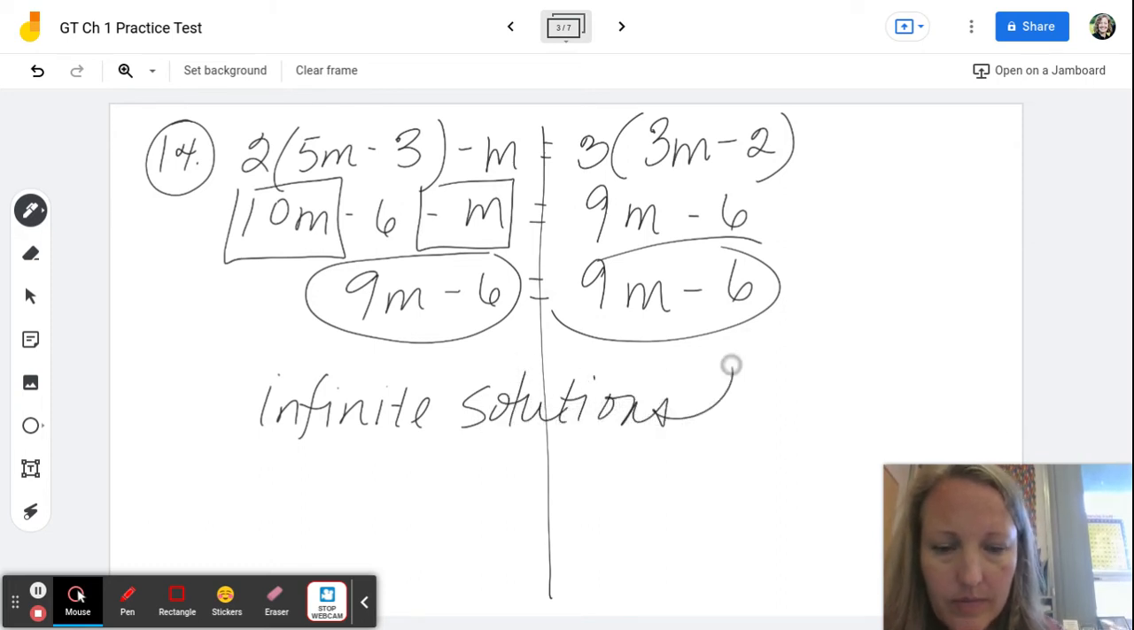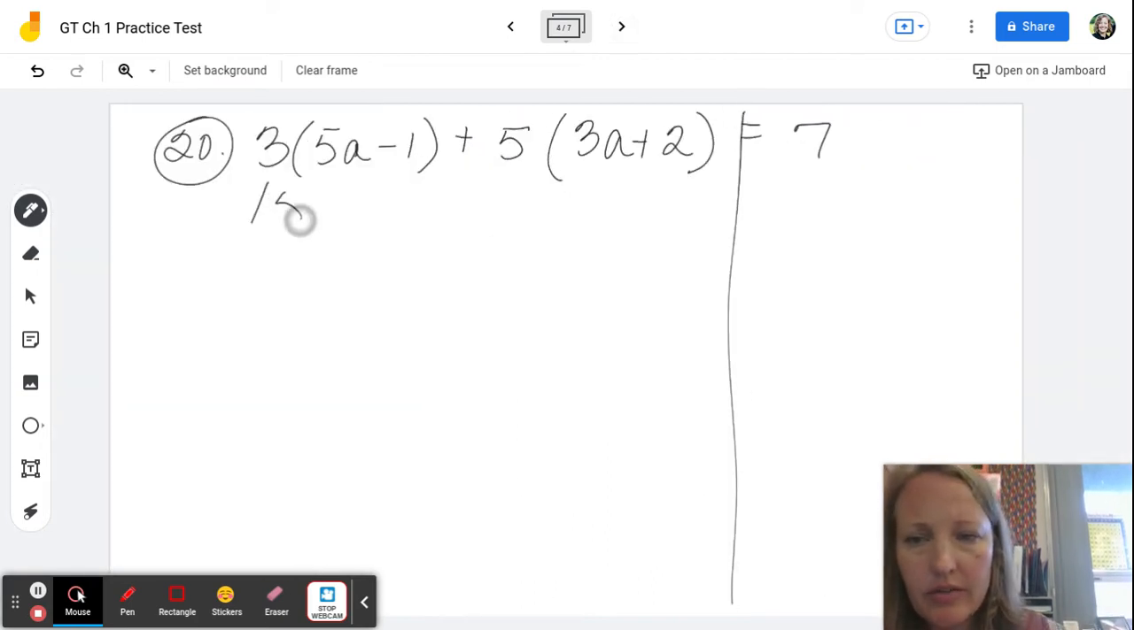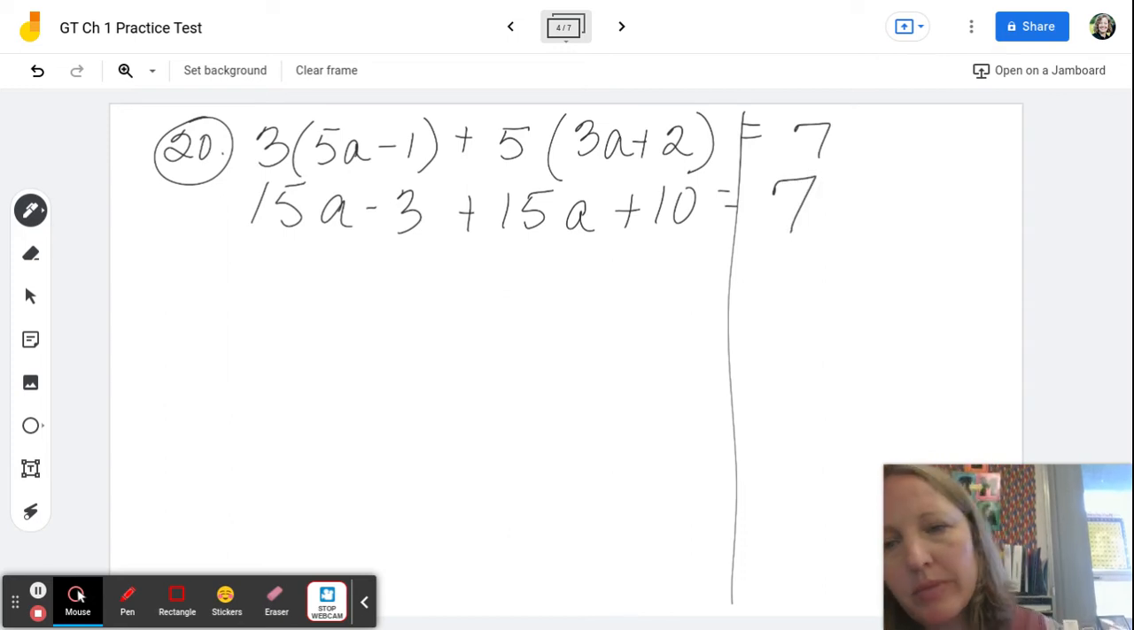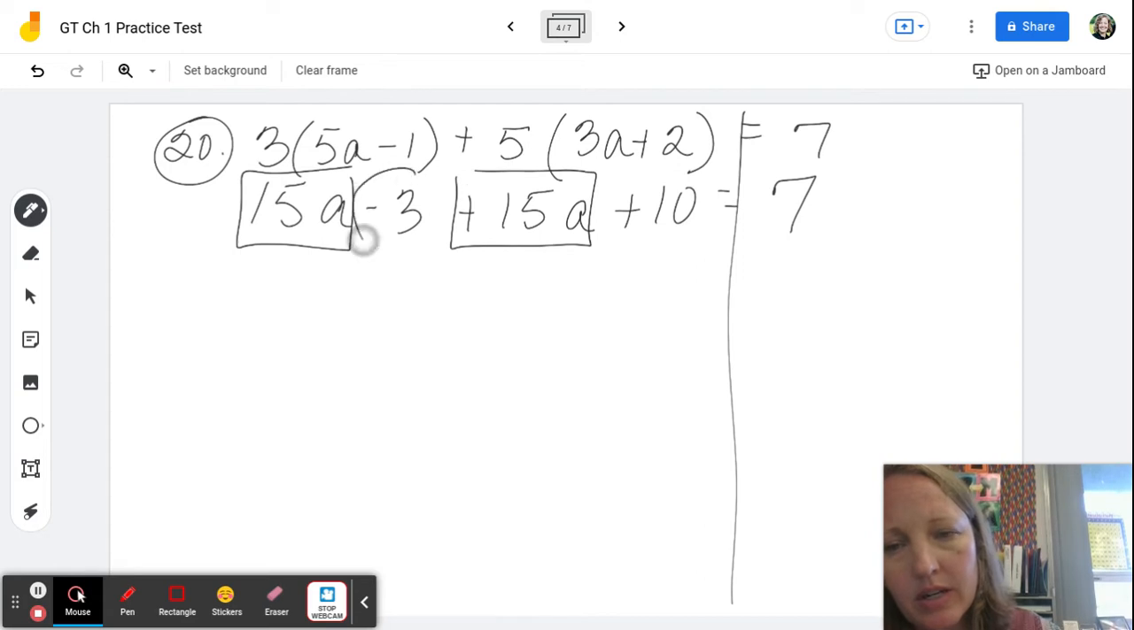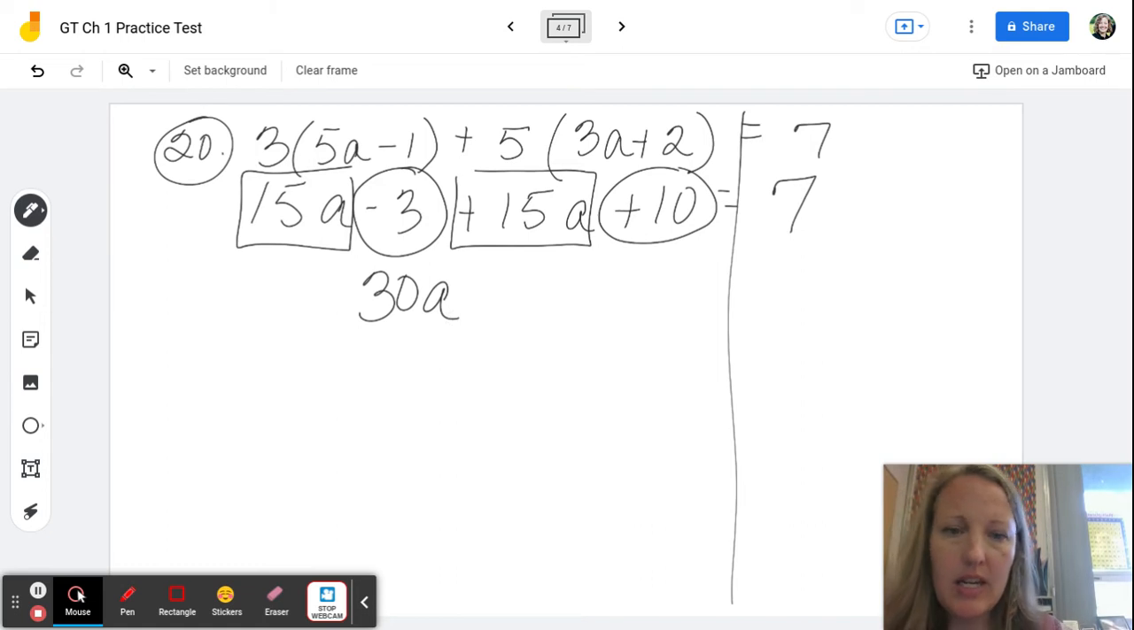Okay. All right, let's go to the next one. Again, we're going to solve here. 15a, we're distributing. 15a plus 10. Now here's where some of you are missing. Combine like terms on the same side of the equal sign. Notice when I'm circling or boxing, I have the sign with the numbers. So 15a plus 15a is 30a, and then negative 3 plus 10 is a plus 7 equals 7.